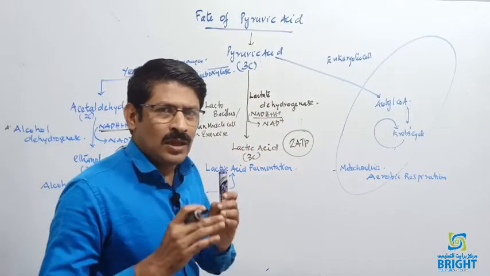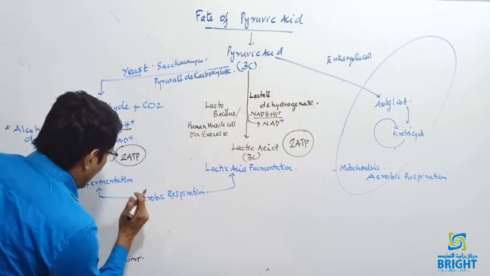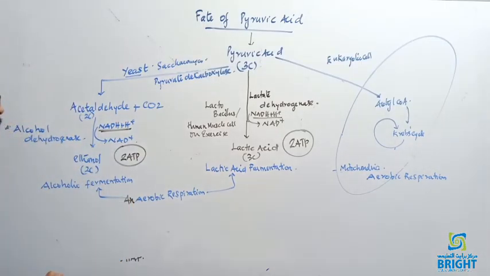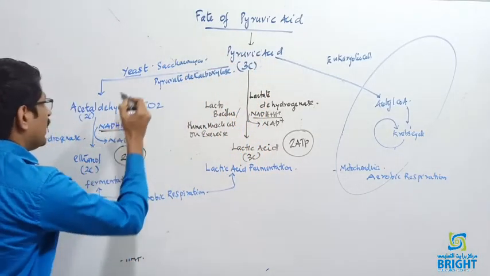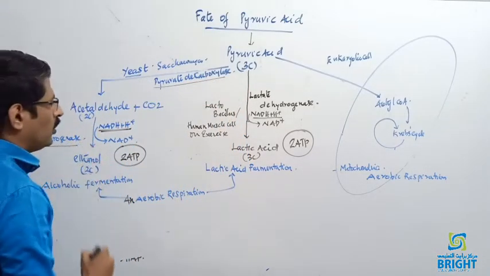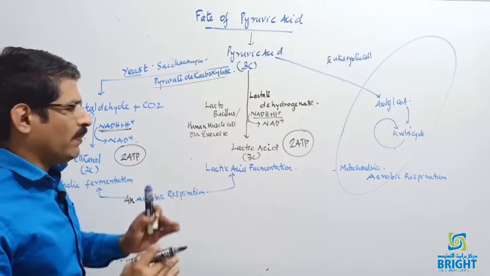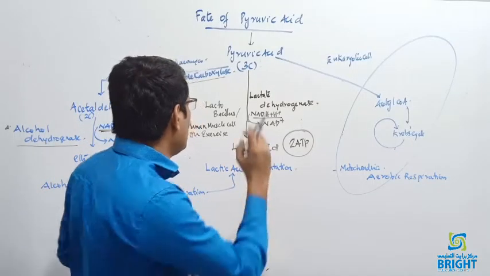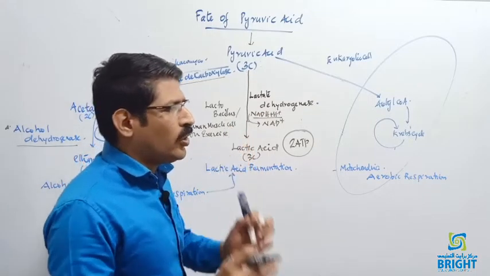In both cases there is no utilization of oxygen, and that's why it is called anaerobic respiration. Here the pyruvic acid is either converted into ethanol, as in the case of yeast-like organisms, with the help of 2 enzymes, pyruvate decarboxylase and alcohol dehydrogenase, or pyruvic acid can be converted into lactic acid, as in the human muscle cell during laborious exercise, that is in insufficient oxygen, and also in Lactobacillus.